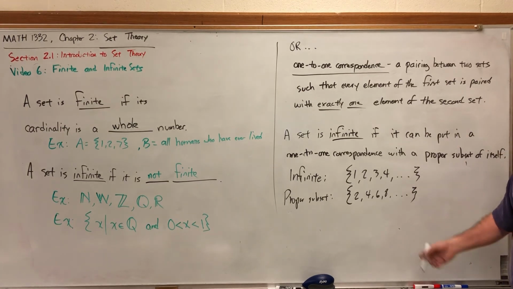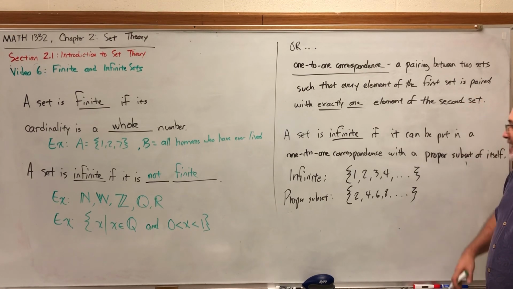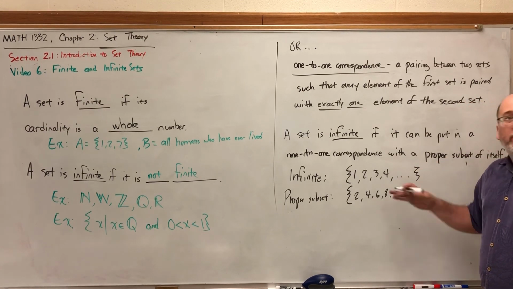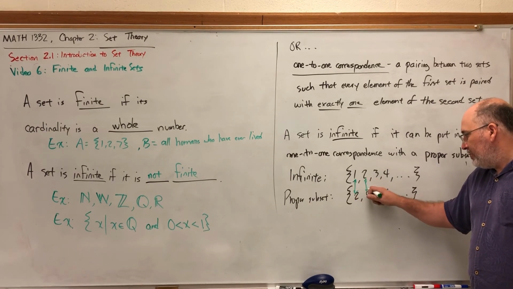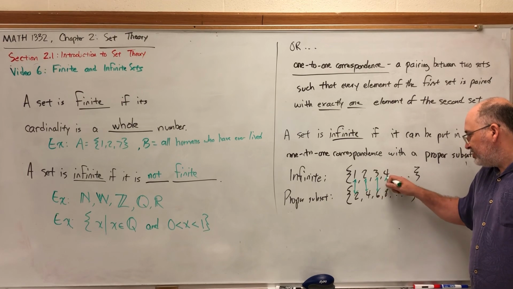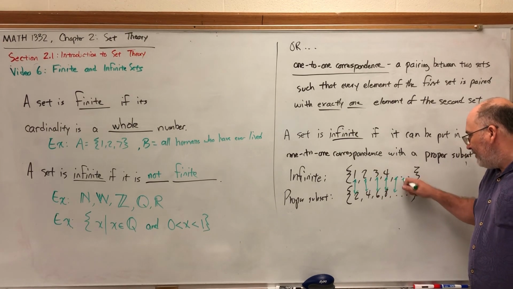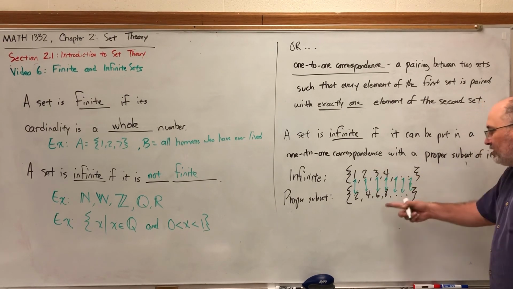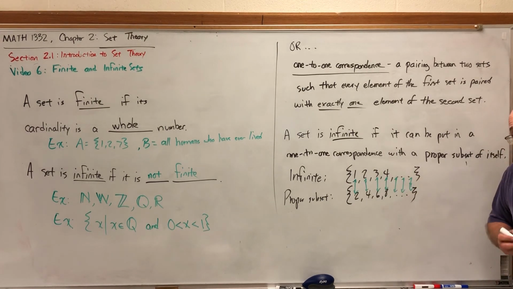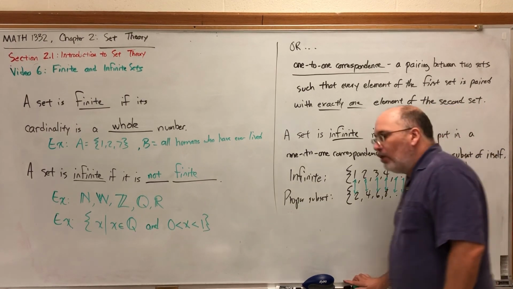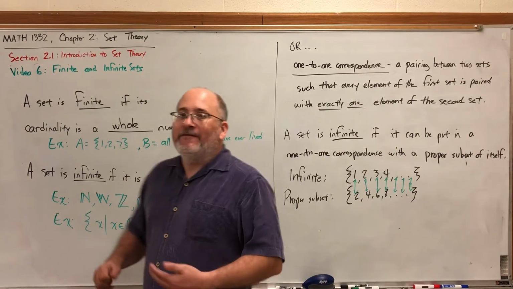But we can still put it in one-to-one correspondence by matching every number on the top with what we get when we double it. I can pair the 1 with the 2, this 2 with that 4, this 3 with that 6, this 4 with that 8, and I continue that forever. So even though I took a smaller part of it, I can still pair it up in one-to-one correspondence. Why? Because it was large enough. How large? Infinitely large. So that's an alternate definition of what it means to be an infinite set.